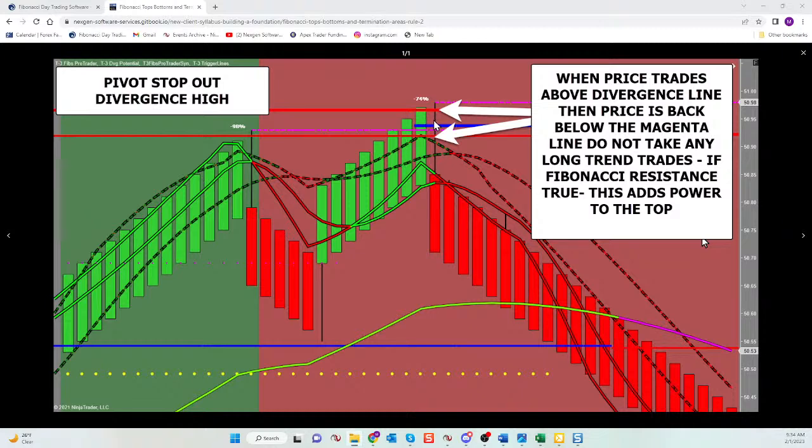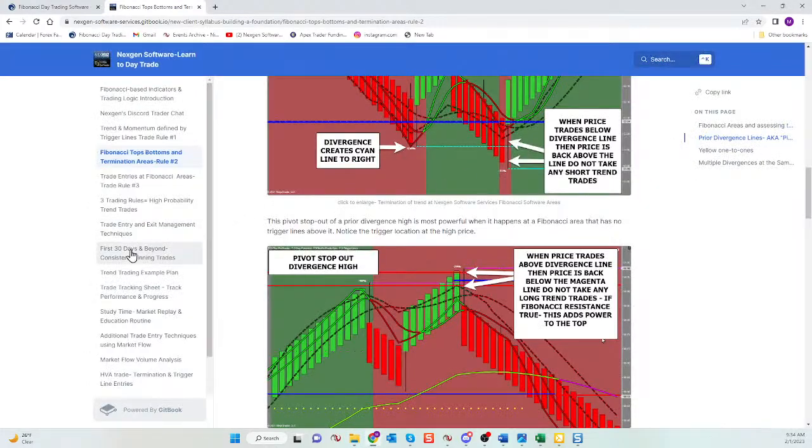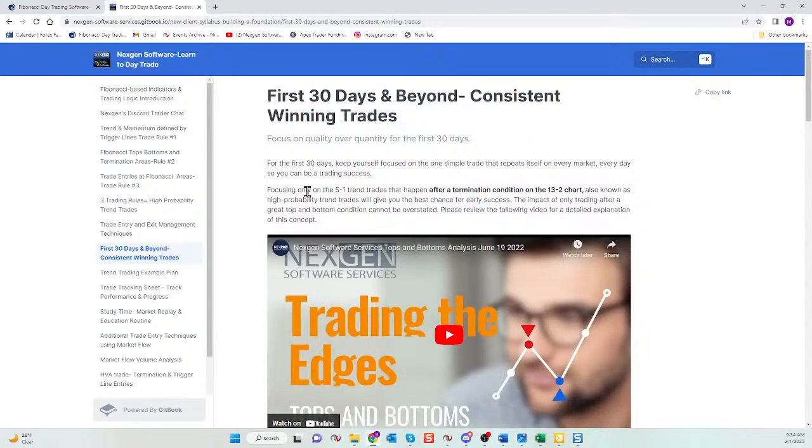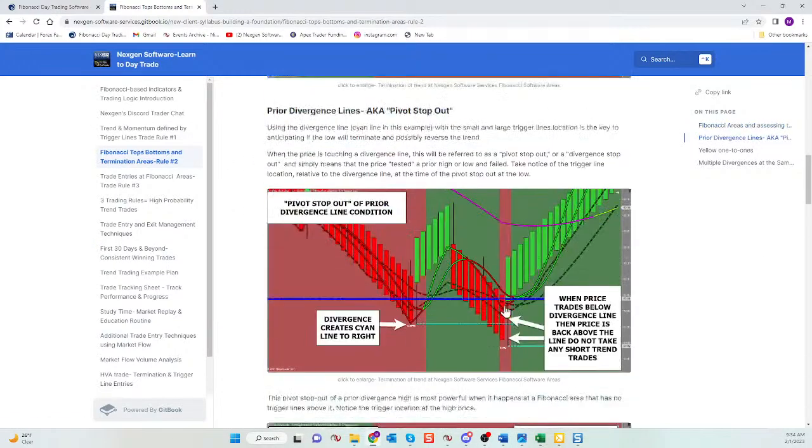This termination condition creates a full reversal. Large triggers go from green to red. That full reversal gives me odds favorable momentum. Guys, if we go back to that recipe for success on your first 30 days, that's it, perfect. Focusing on the 5-1 trend trades that happen after a termination condition on the 13-2 chart.